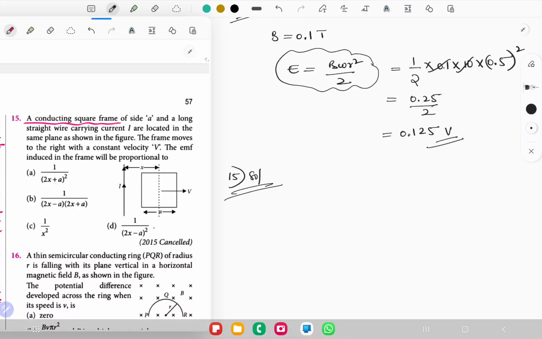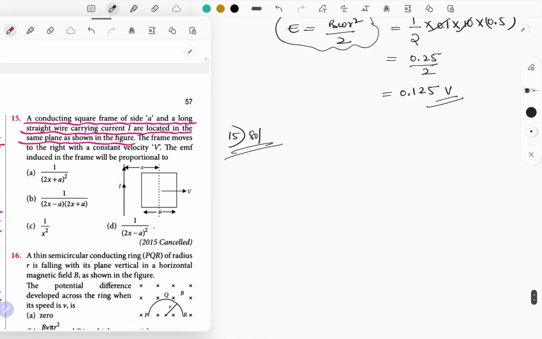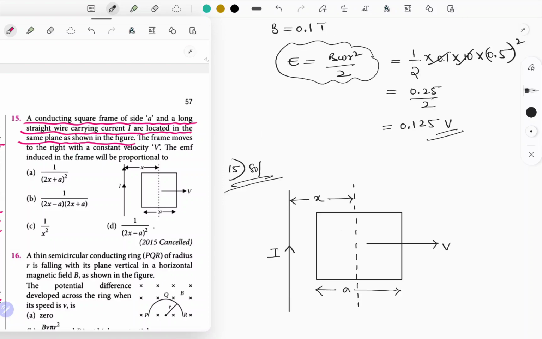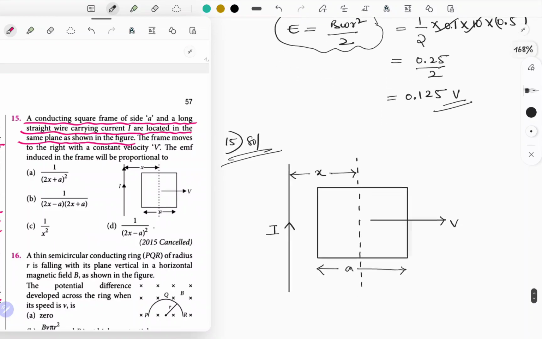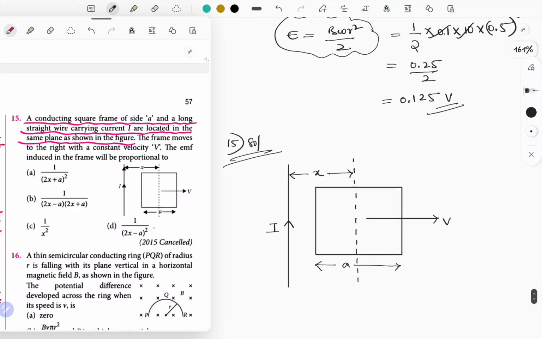A conducting square frame of side A and a long straight wire carrying current I are located in the same plane as shown in the figure. What is the meaning of a long straight wire? A wire of length infinity. That is the meaning of a long straight wire. Observe the diagram that they have given. So I've drawn it here, just check it out. So this is an infinite length conductor.